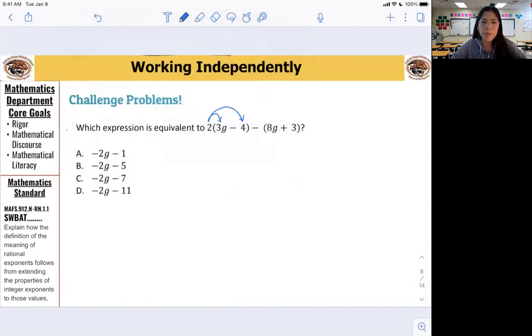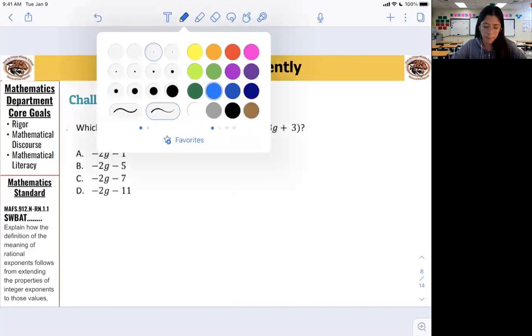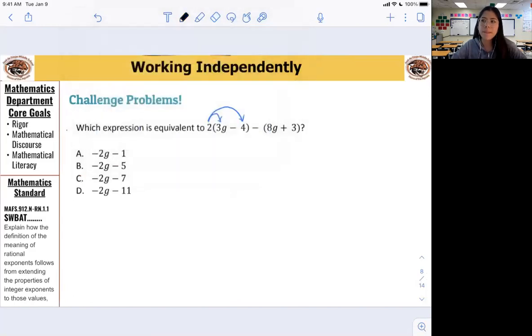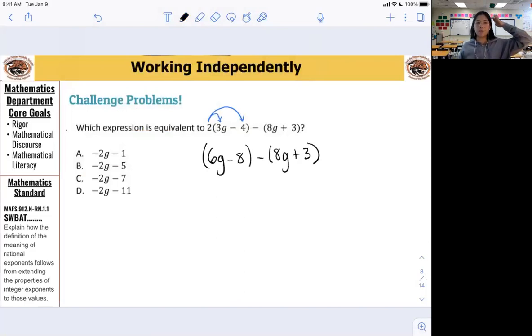When you distribute something, what operation are you using? Distributive property. Multiplication. So here, 2 times 3, I get 6g. 2 times -4, I get -8. And from there, it's the same thing as before. We're just doing subtraction. So go ahead and try this one on your own. And when you're done, put your answer into our poll.